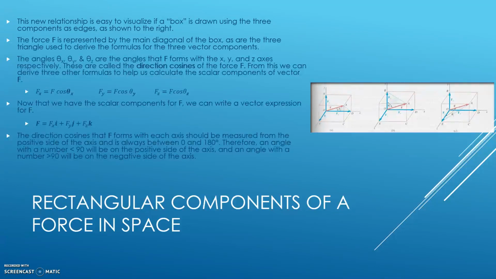That's when cosine is positive. So therefore an angle with a number less than 90 will be on the positive side of the axis, and an angle with a number greater than 90 is going to be on the other side of the axis. So here, all of these should be below 90 degrees.